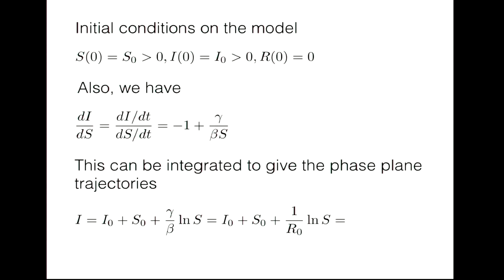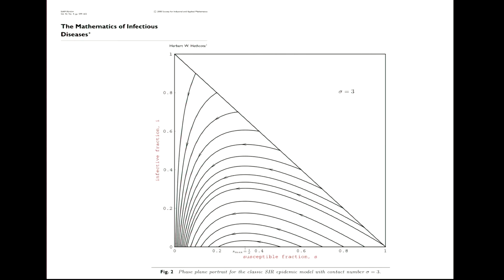And here you will get some number which is minus 1 plus gamma by beta times S. This you can integrate, because now this gives you a relationship between I and S in terms of I0 and S0. So the relationship here is I is I0 plus S0 plus 1 by R0 times the log of S. So this tells you that given a starting point I0 and S0, this is how I and S behave. This is the trajectory of I and S at some later point. So this is what you will get when you solve that particular equation.